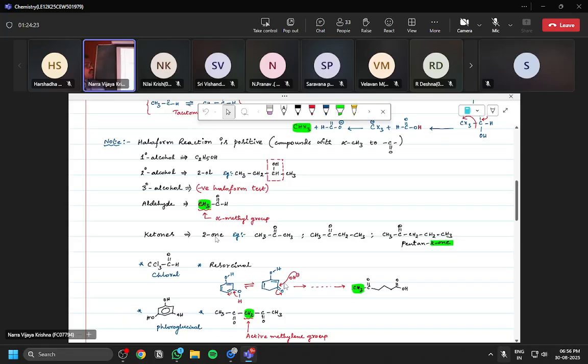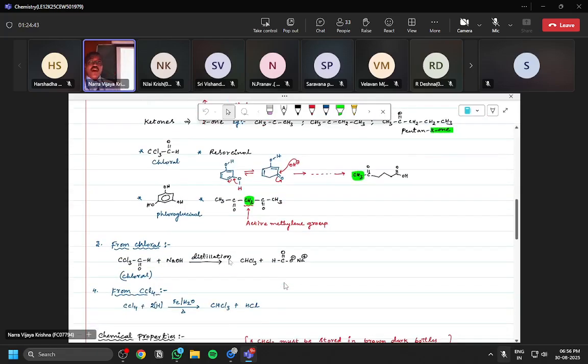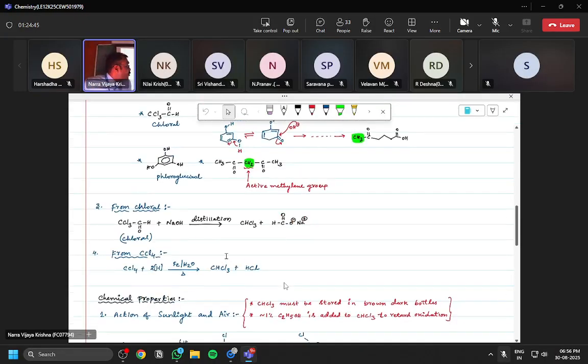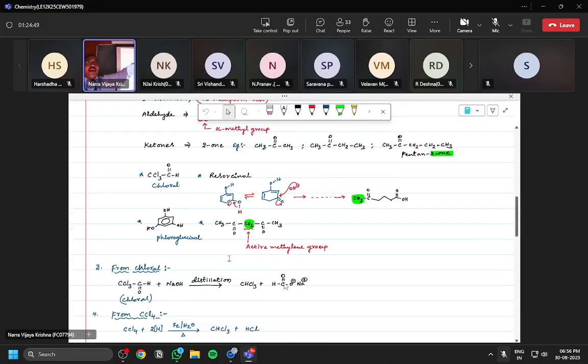Haloform reaction. The haloform reaction is positive for compounds with an alpha CH3 group attached to C double bond O. Among primary alcohols, only ethyl alcohol. Among secondary alcohols, all 2-ols. Tertiary alcohols fail. Among aldehydes, only acetaldehyde. Among ketones, the 2-ones. Chloral, resorcinol, phloroglucinol, and compounds possessing an active methylene group. All these will show a positive test for the haloform reaction.